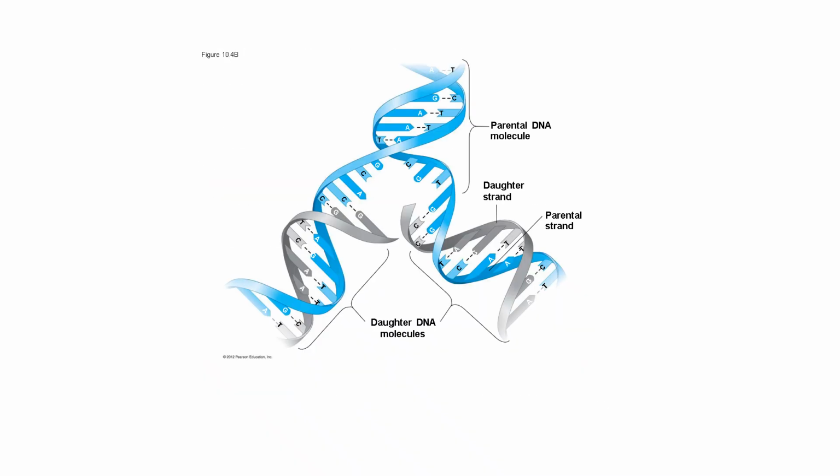This figure shows the replication process in detail. The parental DNA strands separate, and daughter strands are formed by complementary base pairing. The result is two identical DNA molecules, each with one old strand and one new strand.